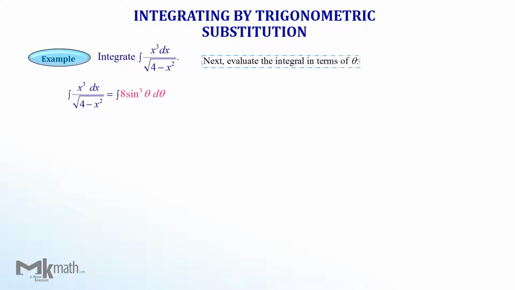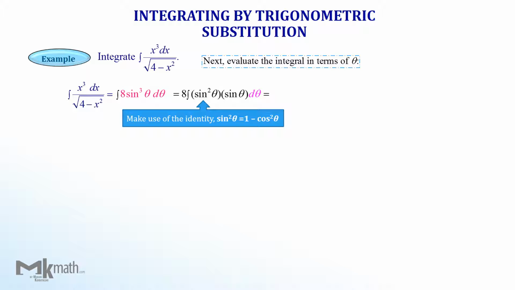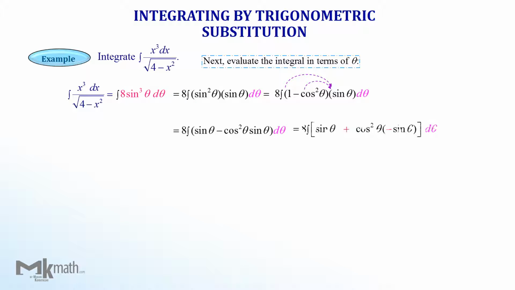Now that we have converted the original functions into the functions in terms of theta and d theta, we evaluate the integral of 8 sine cube theta d theta. We make use of sine square theta equal 1 minus cosine square theta again, so we separate sine cube theta into sine square theta and sine theta. Replacing the sine square theta part with 1 minus cosine square theta and distributing them to get 8 integral of sine theta minus cosine square theta sine theta d theta.